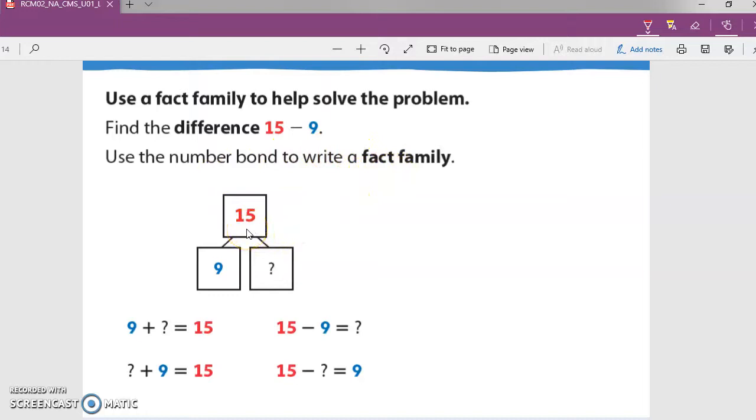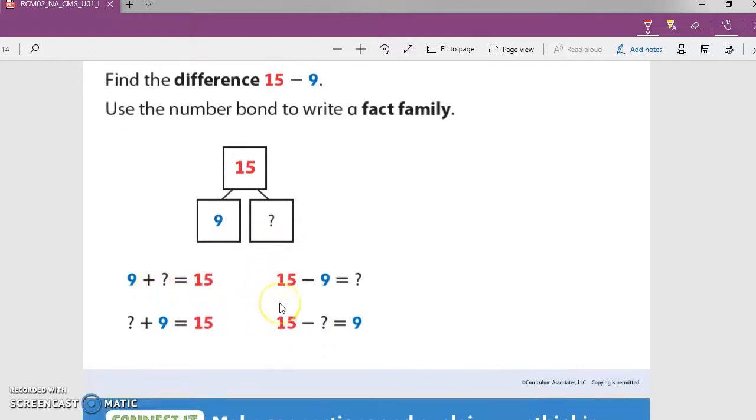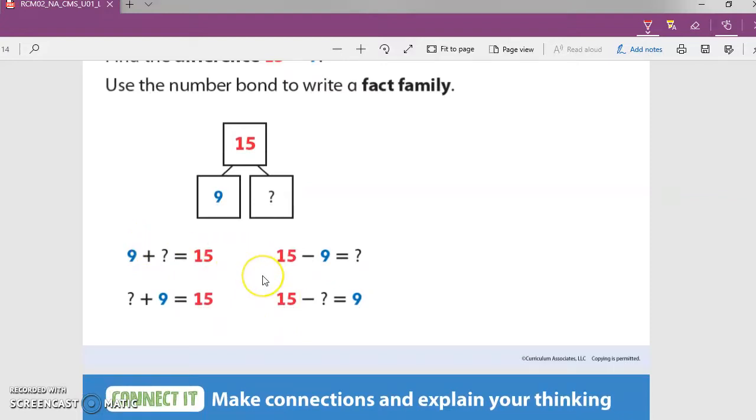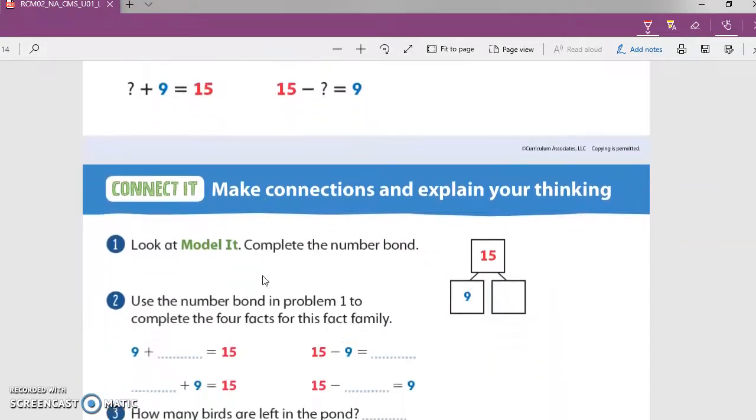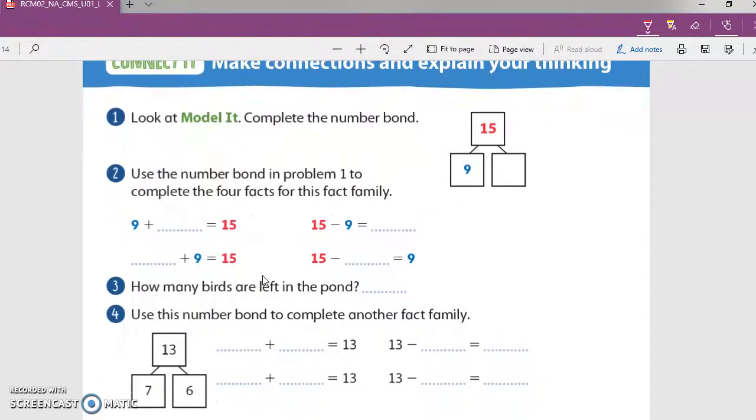So our whole number, we started with 15 birds, right? 9 flew away. So 9 is one of our parts, but we have to find the other part. So we wrote our 4 equations just using the question mark where our number should go, okay? So then we'd have to use one of those strategies to figure out what that question mark is. So let's look at it. It says to complete the number bond.